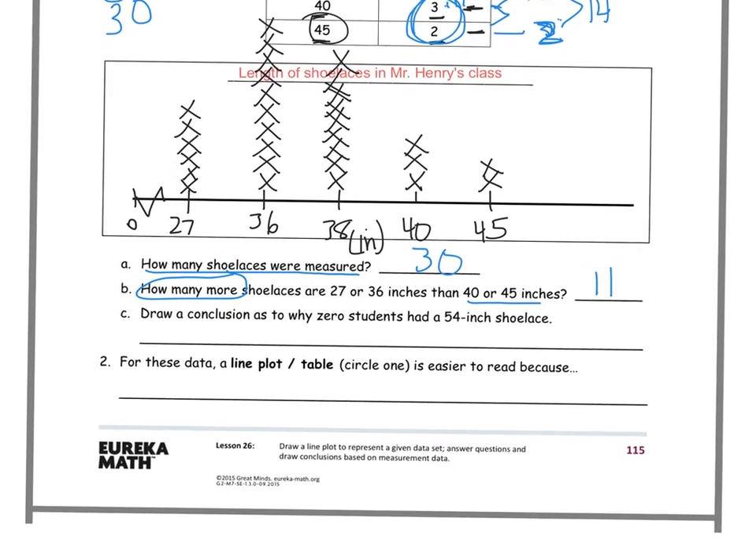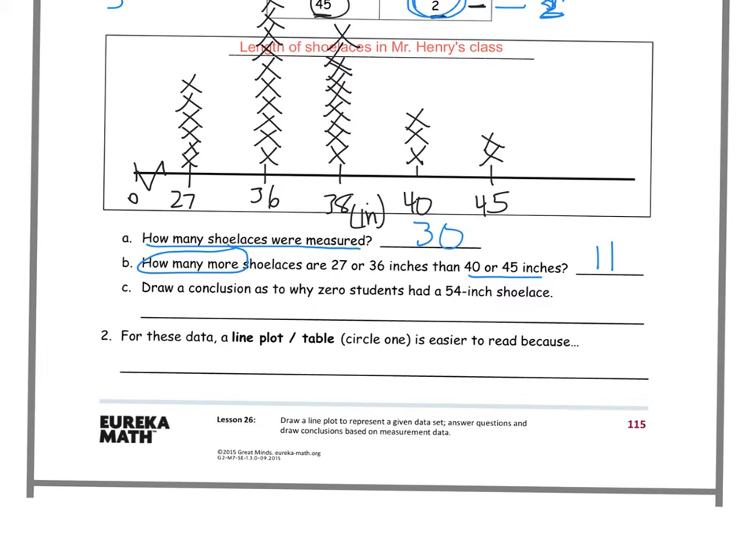Now the last parts here, I have C, draw a conclusion as to why 0 students had 54-inch shoelaces. And my conclusion for that is because their shoes aren't long enough to require that length of shoelace. So I'll put that in. And there it is. 0 students had 54-inch shoelaces because their shoes aren't that big, so they don't require 54-inch.